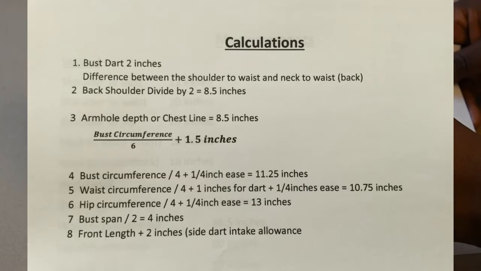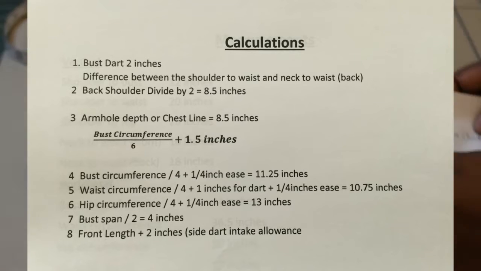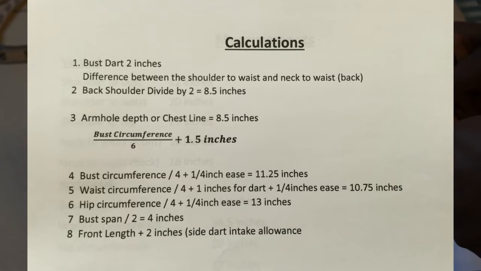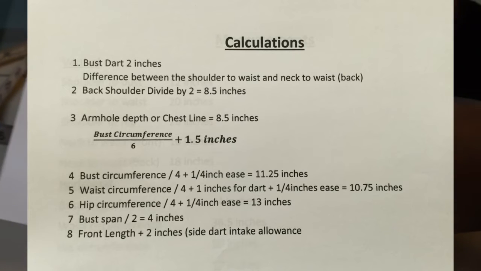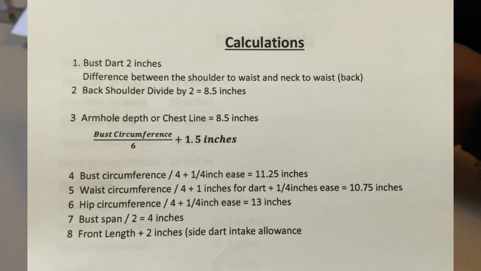To determine the bust dart, the dart that we're going to put on the side, we're going to get it by getting the difference between the shoulder to waist and the neck to waist at the back. So the difference between 20 and 18 is 2 inches. So my bust dart is going to be 2 inches, okay?